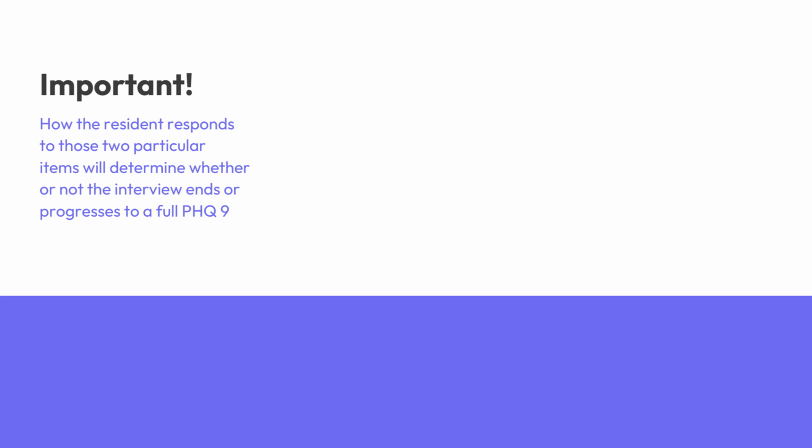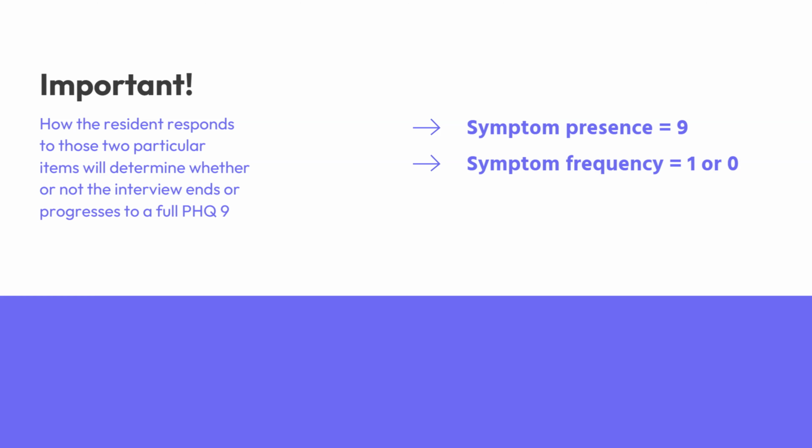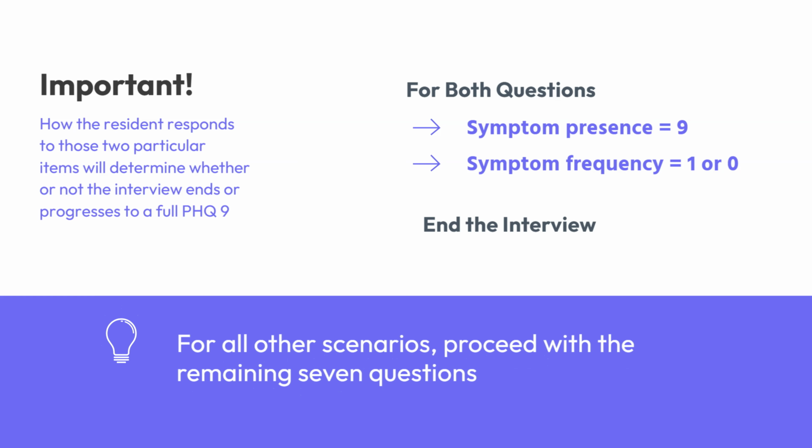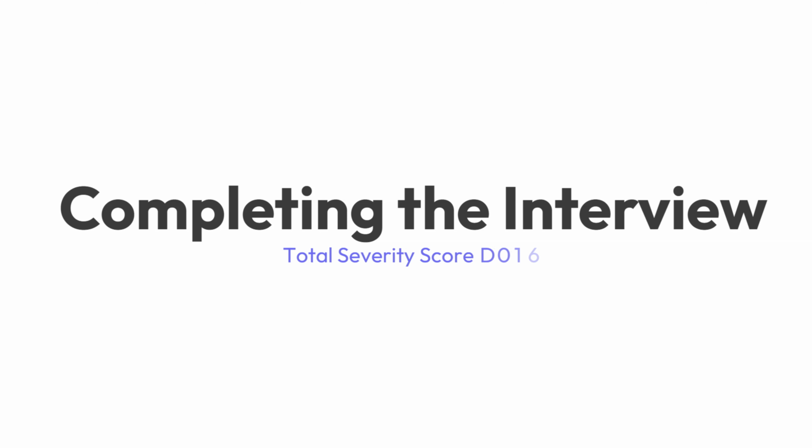It is important to note, how the resident responds to those 2 particular items will determine whether or not the interview ends or progresses into a full PHQ-9. If the symptom presence was coded 9 for both questions, or the symptom frequency was coded as either 1 or 0 for both questions, you may end the interview and refer to the scoring rules to determine their overall severity score. For all other scenarios, proceed with the remaining 7 questions in items D0150C through I, using the same symptom presence and frequency format. Once you have completed the interview at either the 2 or 9 interval, we will determine the total severity score for item D0160 by using the following logic.